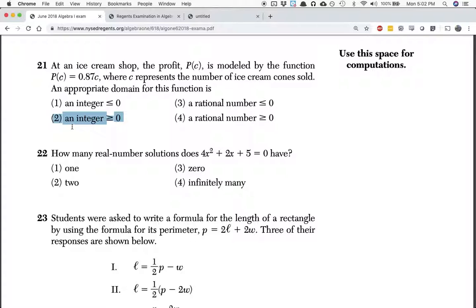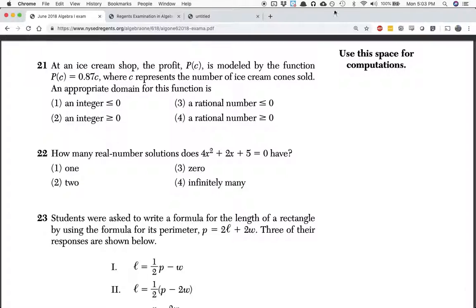If I'm selling cones, I can't sell a negative number of cones. I can either not sell anything for the day, which would be equal to 0, or I can sell 1 or 2 or 3 or more. So it's an integer that is bigger than 0 as the domain, the input for this function. Again, if you ever get freaked out about which side is bigger or smaller, make sure the duck is eating the bigger side. Integer is bigger than 0, right? That's what that says. It is answer choice 2.